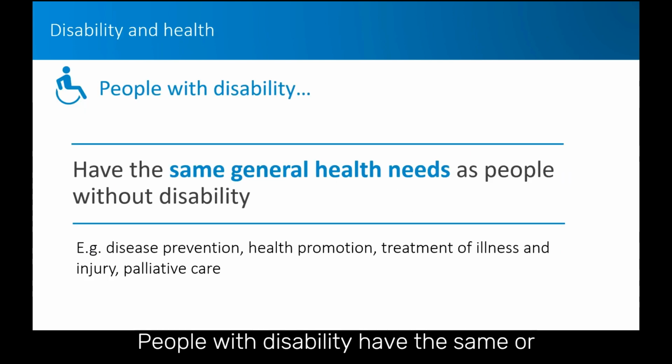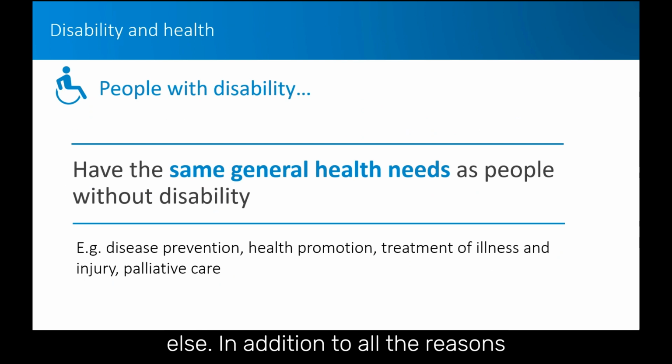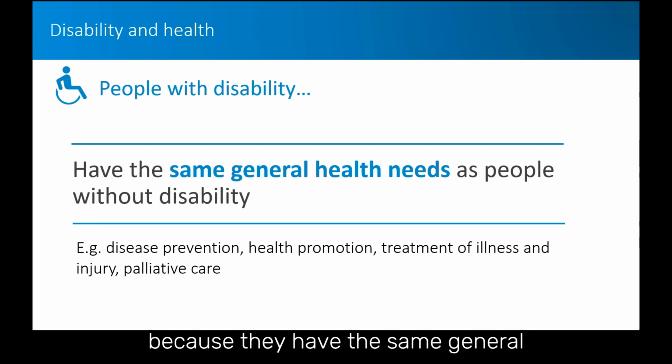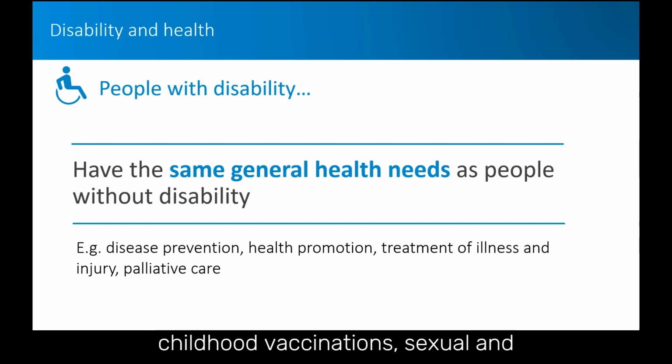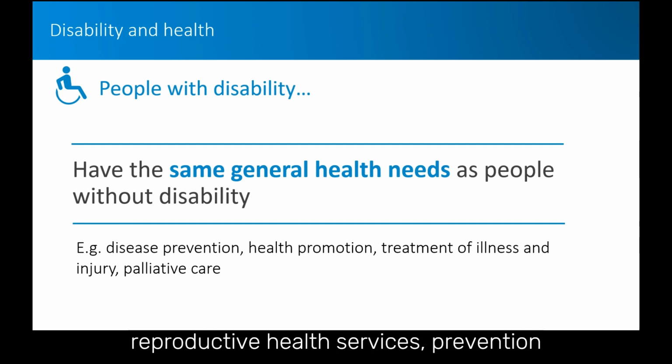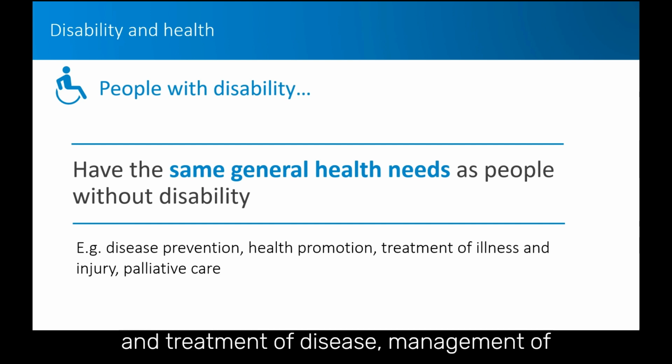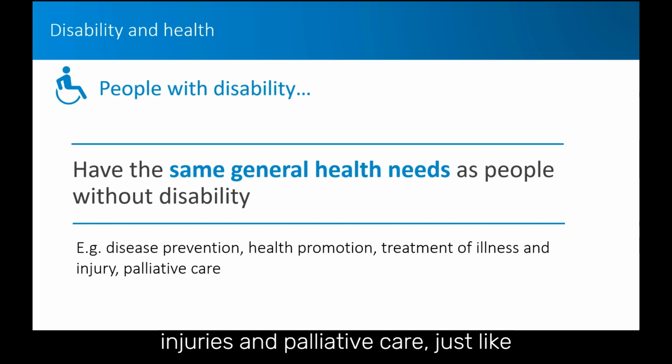People with disability have the same or greater healthcare needs as everyone else. In addition to all the reasons already mentioned, healthcare must be inclusive of people with disability because they have the same general health needs as all people in the population across their life course. This means they need access to all aspects of healthcare, for example, childhood vaccinations, sexual and reproductive health services, prevention and treatment of disease, management of injuries, and palliative care, just like everyone else.